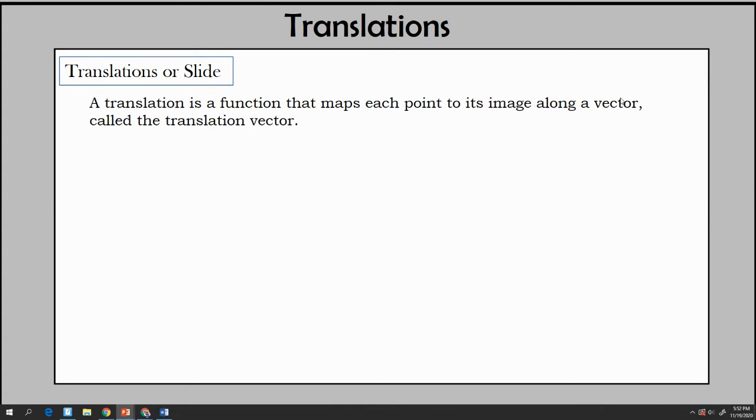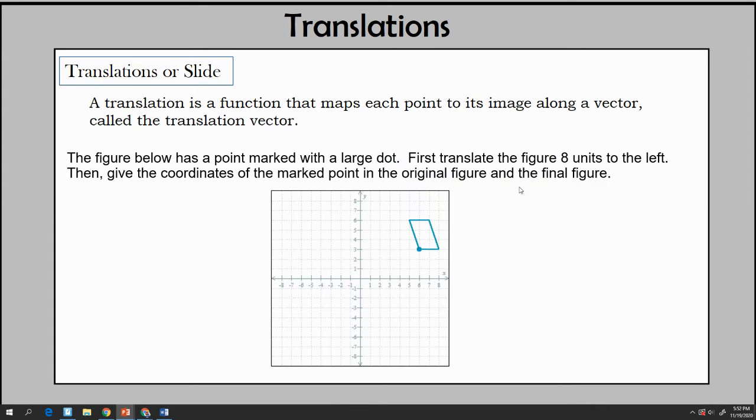Okay, so a translation, or sometimes we call it a slide, is a function, a mapping of each point to its image along what we call a vector, and it's called a translation vector. Sometimes we just say it's a rule, and the problems we get on Alex are pretty direct, pretty straightforward.